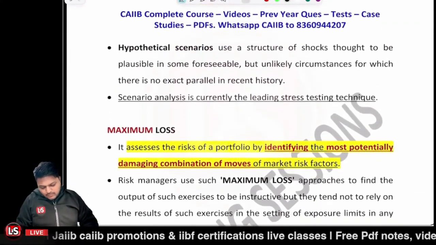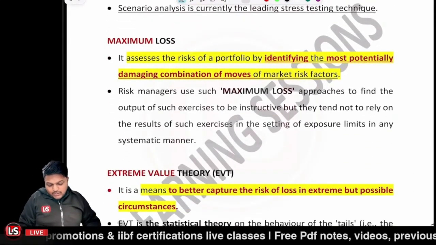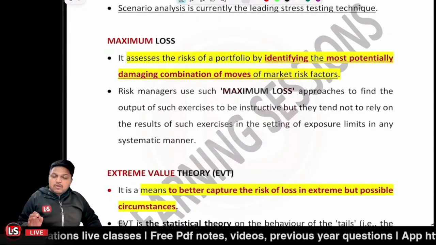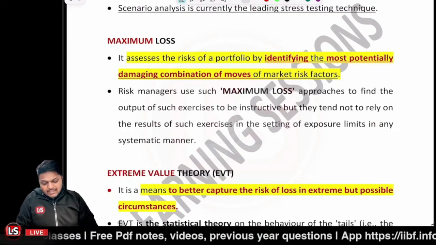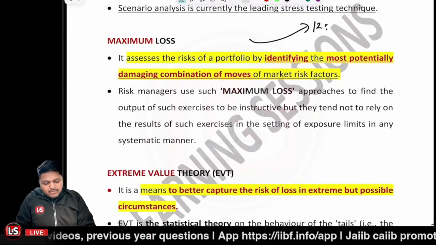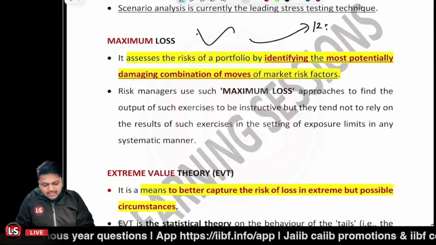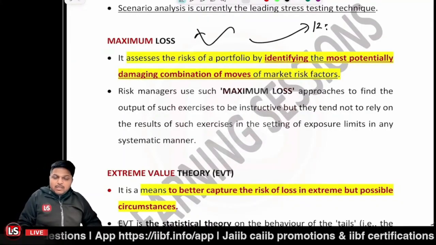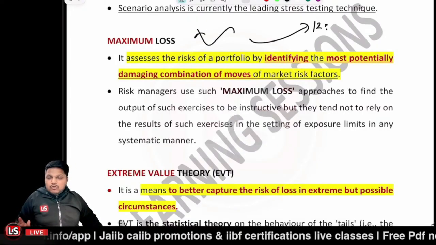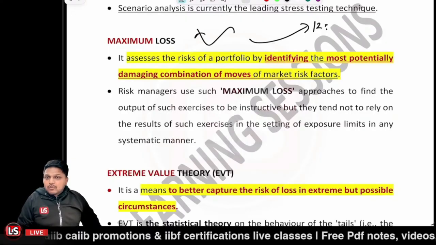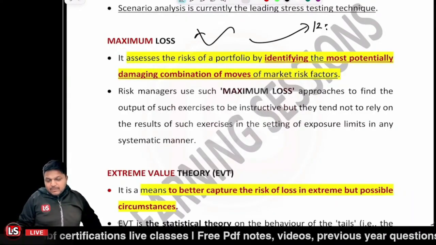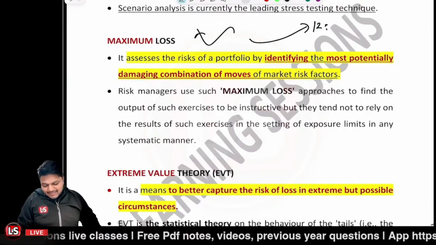Further, it's related to the maximum loss. It's going to assess the risk by identifying the most potentially damaging combination of the different moves. Like if we say interest rate can be going up to 12% maximum, it can be going up to this factor only, and maximum this thing can be going beyond this factor only. Now we are just interested in capturing the maximum or the least values which could be adversely affecting us, right? And the combination of these adverse moves is going to cause a lot of pain to our portfolio, right? That's the maximum loss theory.